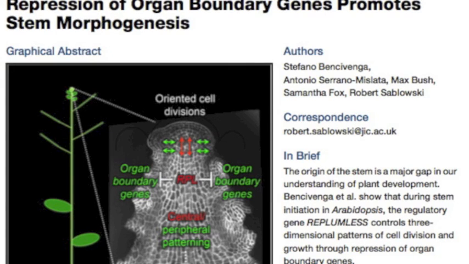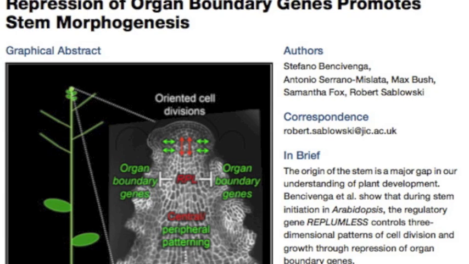I'm going to be talking about a new paper just published in Developmental Cell, which has the title of Control of Oriented Tissue Growth Through Repression of Organ Boundary Genes Promotes Stem Morphogenesis. So thank you very much, Robert, for agreeing to do this. And it would be great if you could give us an overview of the paper and the highlights within it.